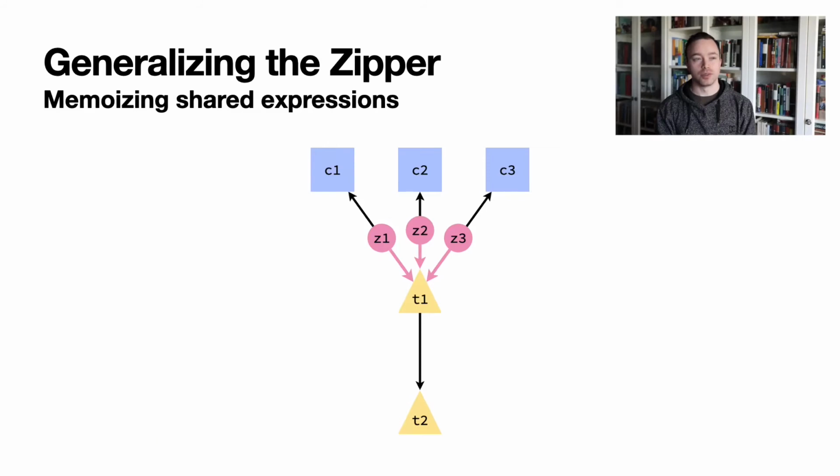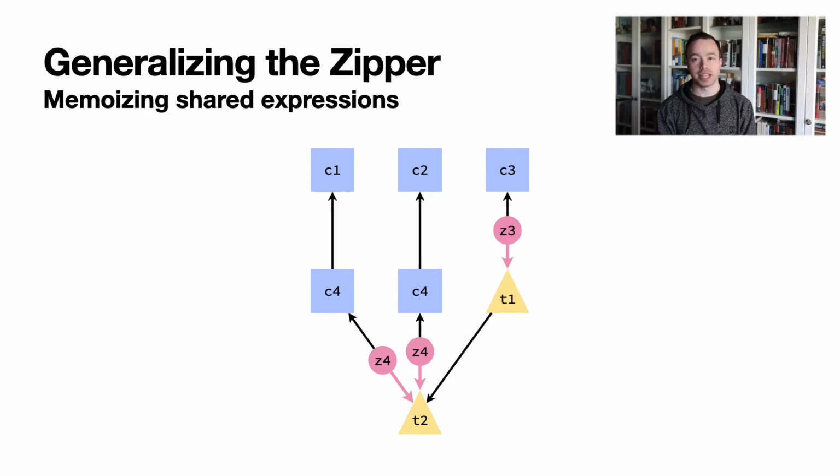Here we have a situation where 3 expressions have been parsed, which all descend to a shared expression T1. There are 3 separate zippers sitting between each of the associated contexts and this T1 expression. Parsing with the first zipper creates a new context, C4, and a new zipper, Z4, which sits between the new context and the child expression T2. Parsing with the second zipper creates an identical context and zipper, but they are separate from the first ones, and the third zipper will do the same. We now have 3 identical contexts, all labeled C4, and 3 identical zippers, all labeled Z4.